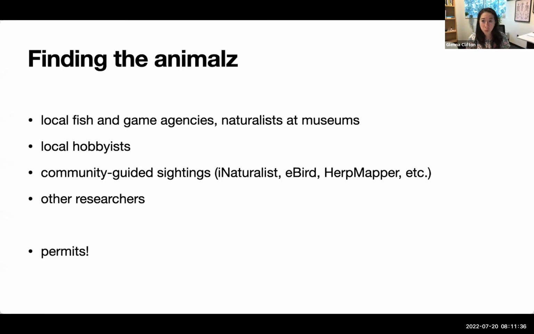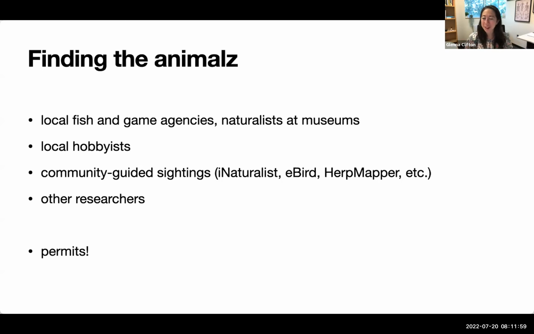And that can be through organized agencies. It can also be through less organized groups, like local hobbyists working with birds. This is super easy because there's always a really strong network of birders around, but there are lots of hobbyist groups for almost every animal group. So reaching out to those individuals can be extremely helpful.